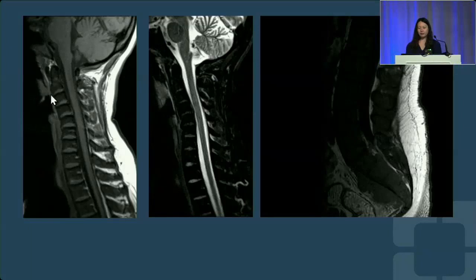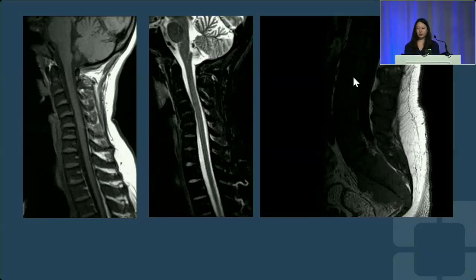So here is an example of diffuse abnormal marrow signal, right? And the way we know that it's diffuse and abnormal is because generally on the T1, the marrow signal of the vertebral body should be brighter than the disc space. Here you can see that the disc space is much brighter than the marrow signal. On T2, you can see it's diffusely dark.